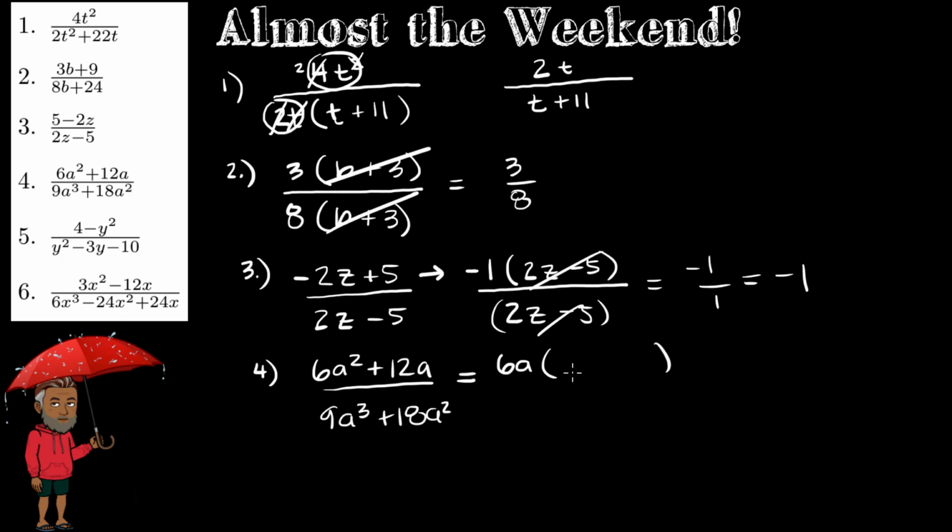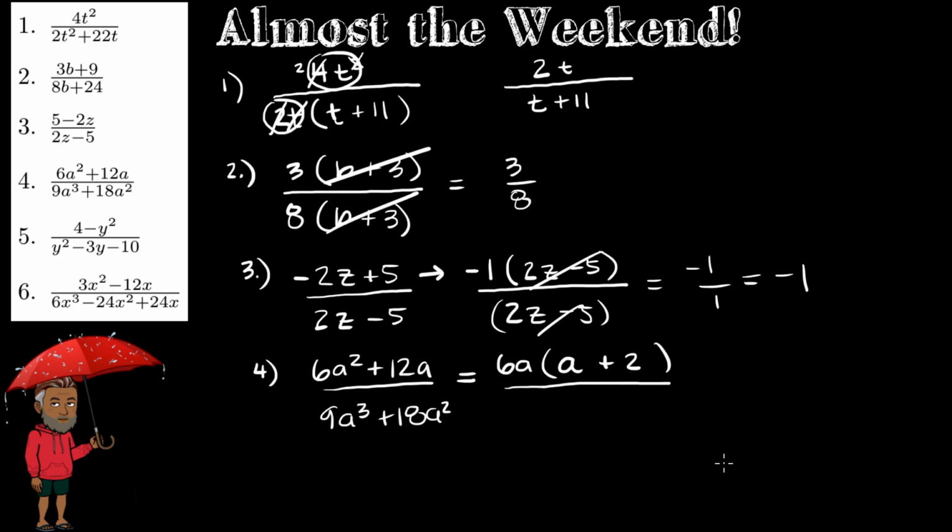And then I need to figure out what goes inside the parentheses so that if I was to distribute, it would take me back here. Well, to multiply 6a times something to get 6a squared would need to be a. And then what do I need to multiply 6a by to get 12a? Well, that would need to be a 2. So I have 6a over a plus 2.